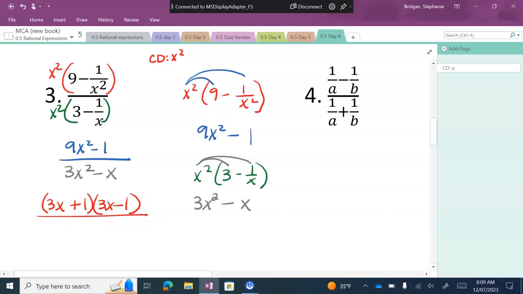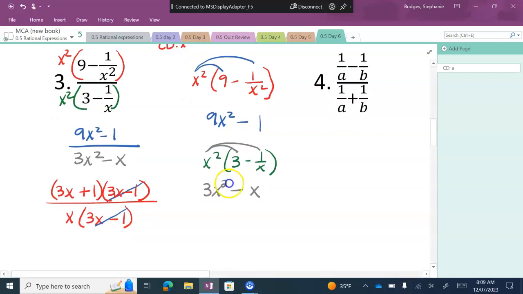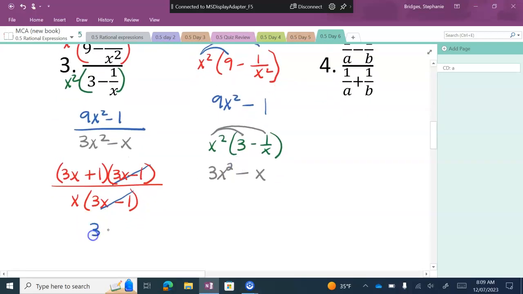What about the denominator? 3x squared minus x. What can I do there? Take out an x, yeah. And if I take out that x, what's left? 3x minus 1. Do we see anything we can get rid of now? 3x minus 1. So at the top, we are left with 3x plus 1. At the bottom, we are just left with x. Can that simplify at all? No.